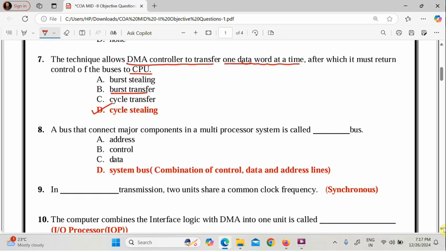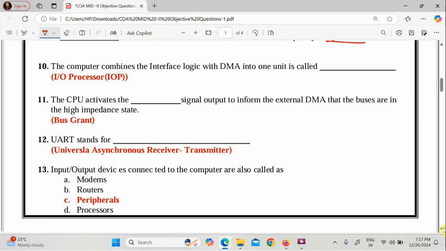A bus that connects major components in a multiprocessor system is called the system bus. In dash transmission, two units share a common clock frequency. In synchronous, they share it; if different clock frequency, we call it asynchronous. The computer that combines the interface logic with DMA into one unit is called the IO processor.